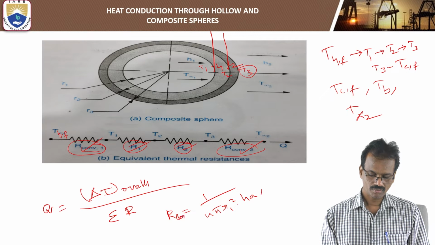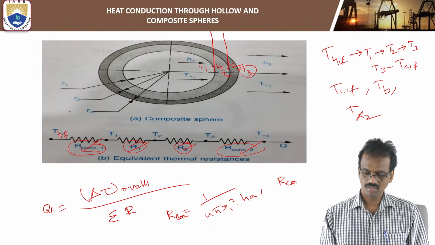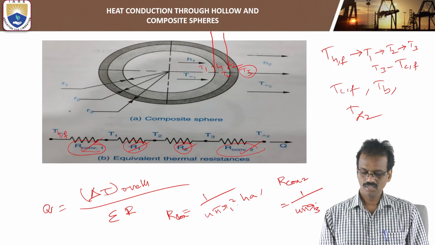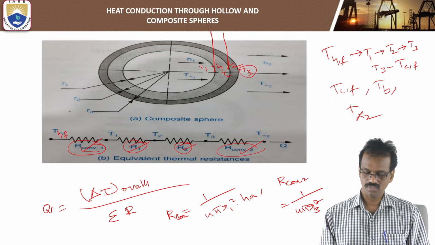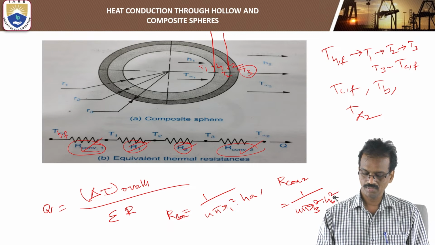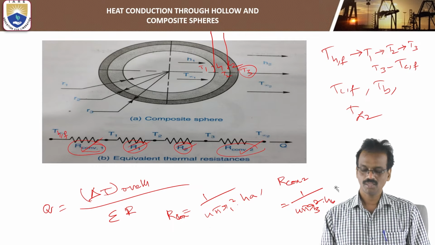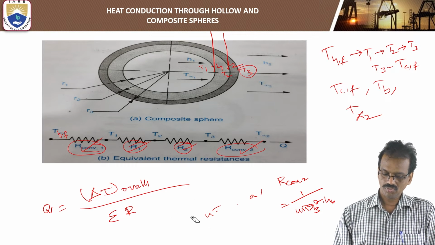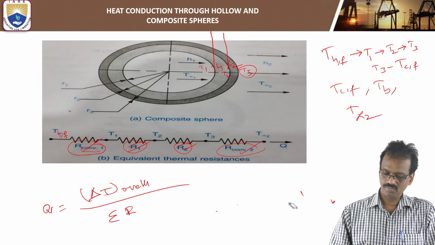Next, I am writing R convection 2 is equal to 1 by 4 pi R3 square, R3 being the outer radius, into HB. Not HB square, HB. So this is the thermal resistivity of the R convection. The remaining R1 and R2, I am also mentioning like that.